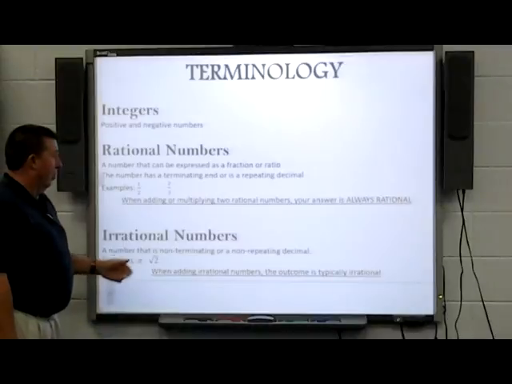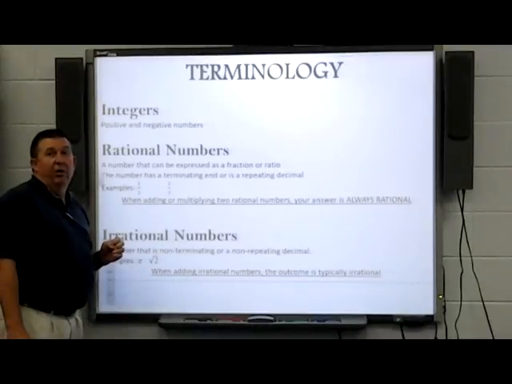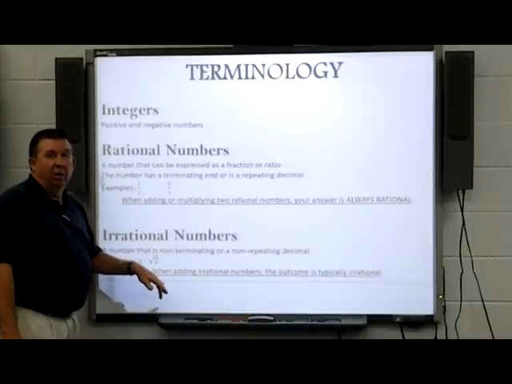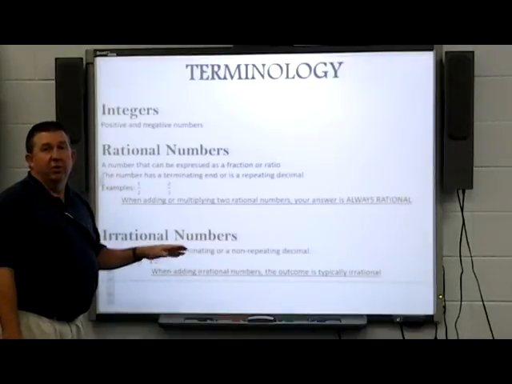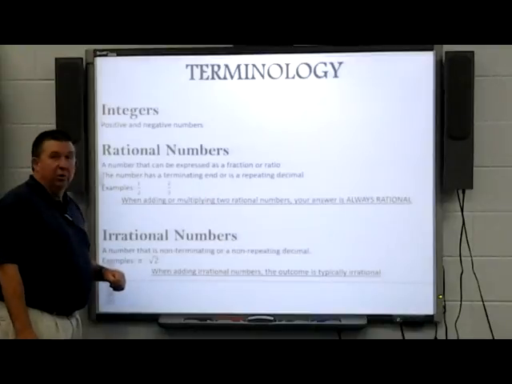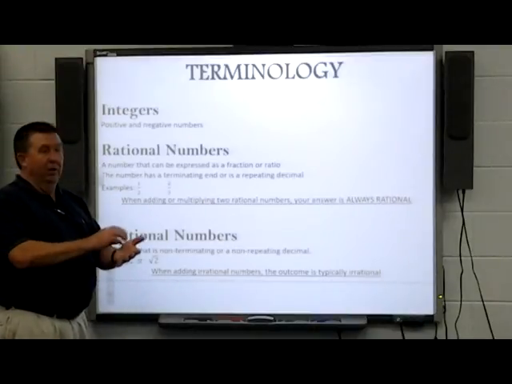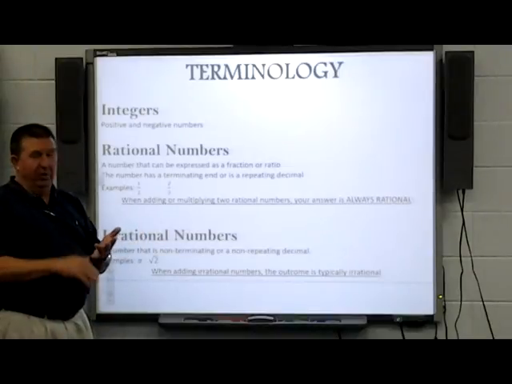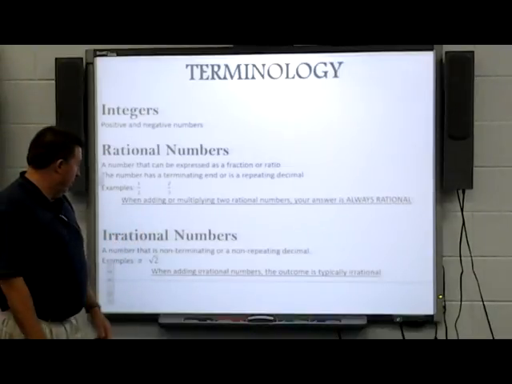Irrational numbers are numbers that are not rational. They are non-terminating, non-repeating decimals, and your most common examples are square roots of numbers that are not perfect squares, such as the square root of 2. If you would put it in the calculator, if you calculated enough spaces on it, it would go on forever. Never repeats, never terminates, and that's why it's an irrational number.